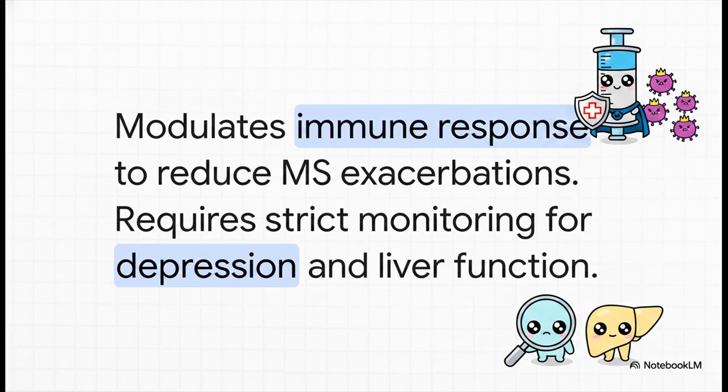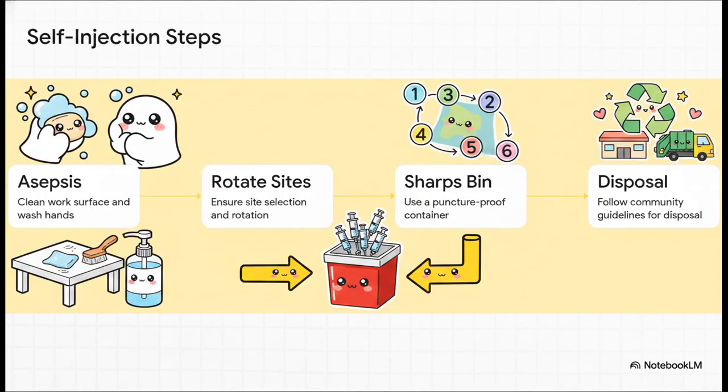You must constantly screen these patients for severe depression and suicidal ideation, right alongside monitoring their blood counts and liver function. Since these MS meds are usually self-administered via subcutaneous injection at home, you are stepping into the role of educator. Keep your talking points simple and structured. Number 1, strict asepsis. Wash hands, clean the surface. Number 2, constantly rotate those injection sites to prevent tissue damage. And number 3, always use a puncture-proof container for the needles.